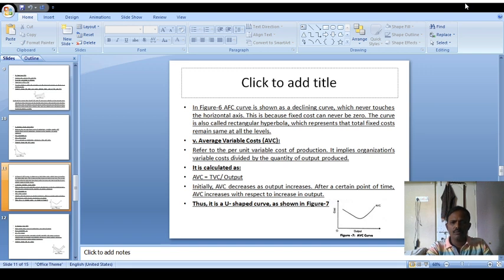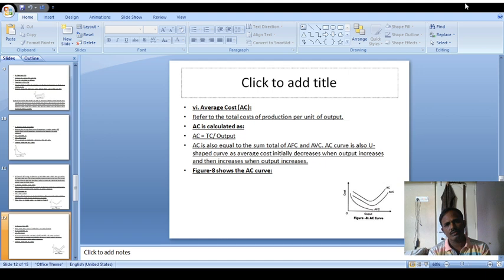Then average variable cost. It refers to per unit variable cost of production. It implies the organization's variable cost divided by the quantity of output produced. It is calculated as AVC is equal to TVC by output. Initially, AVC decreases as output increases. After a certain point, AVC increases with respect to increase in output. So, a U-shaped curve shows average variable cost.